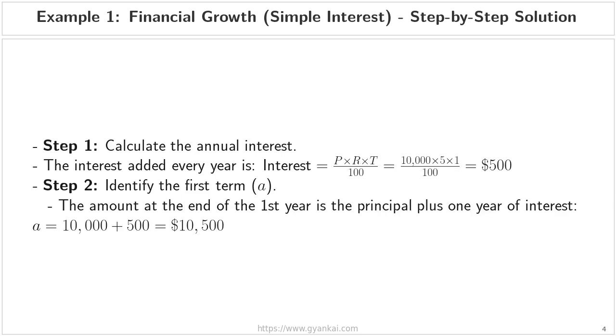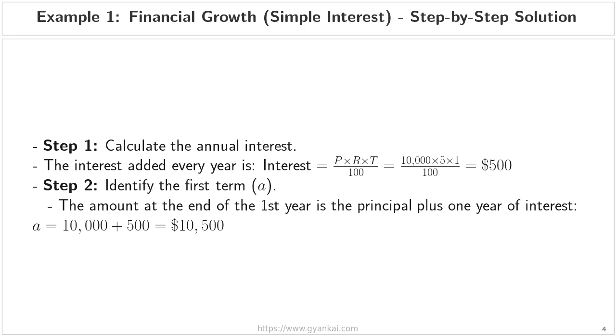Next, we move to step 2, where we identify our first term, which we call a. It is important to remember that the first term in our sequence represents the total amount in the account at the end of the first year. So, we take our original principal of $10,000 and add that first year of interest we just calculated, which is $500.